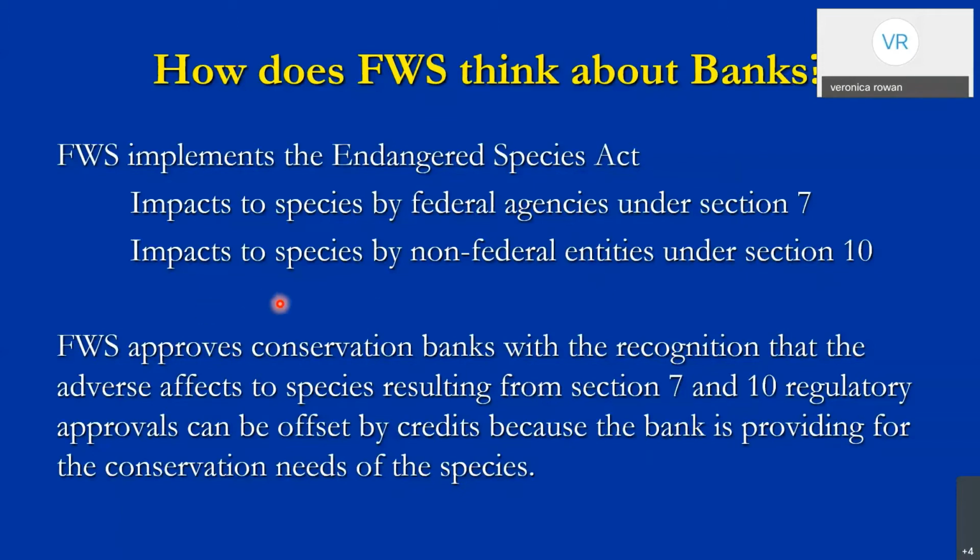And so there are impacts that occur in the implementation of both of these sections of the ESA. And so when the Fish and Wildlife Service approves a conservation bank, it's looking at it with the recognition that the adverse effects to the species would be offset by these banks. So implicit in the approval of a conservation bank is the recognition that the adverse effects to a species may be offset by the conservation improvements offered by the bank. And so what that means is that the service is agreeing that projects which include adequate mitigation of impacts through the purchase of bank credits are consistent with the conservation needs of the species.